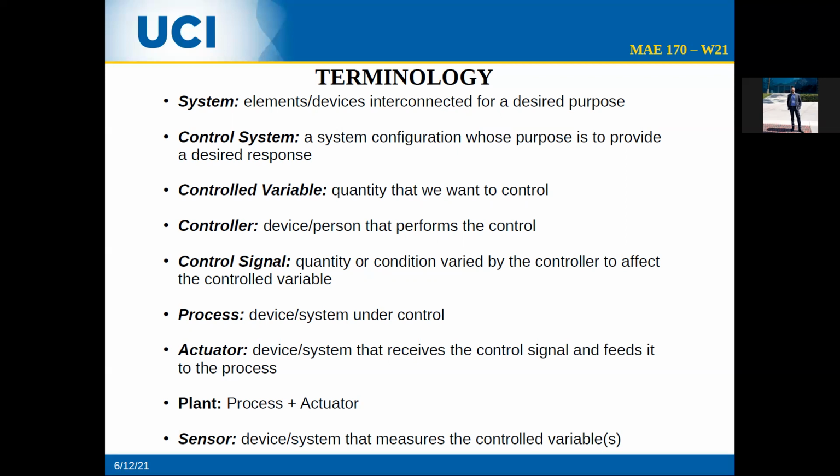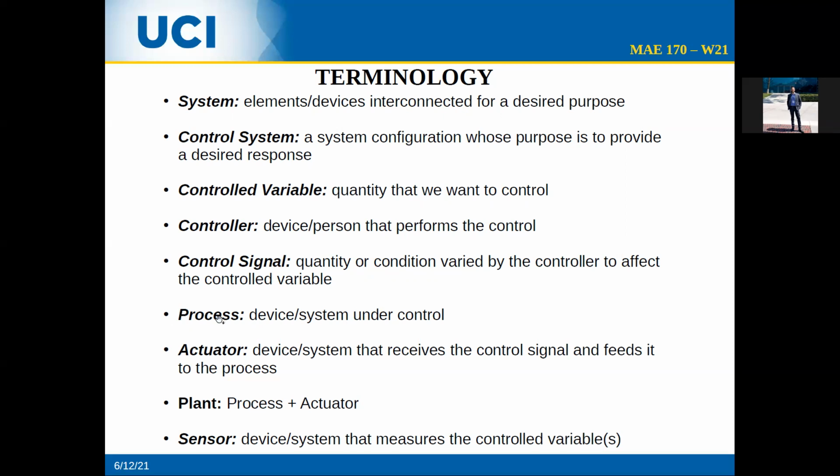The control signal is the quantity or condition varied by the controller to affect the control variable. So in our example, that would be the input that goes from your brain to the muscles controlling your arm. And that is the control signal. So depending on the neurological signal that is sent from your brain, you can change the position of your hand. So the control signal in this case is just the electrical impulse.